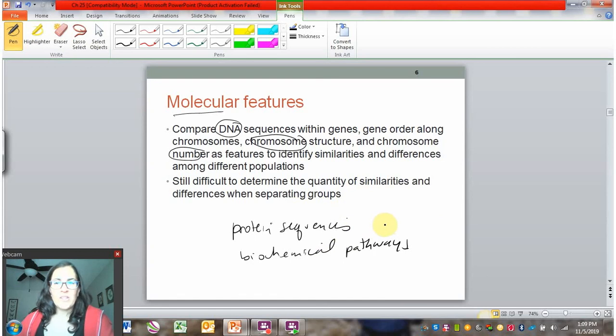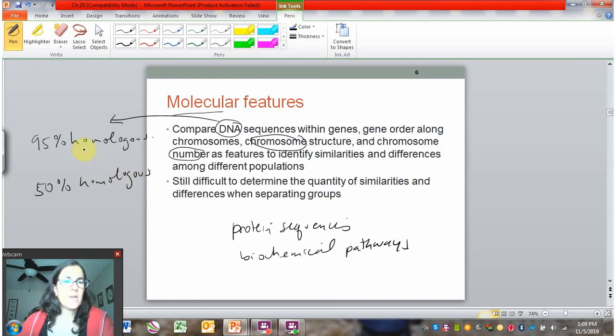So one of the advantages to using especially DNA sequence is that you can actually make a number. So for DNA, we can say 95% homologous. That would mean that the DNA was 95% the same. Or you can say 50% homologous. And so this comes back to the idea that the more different they are, the farther apart they are in evolution. And so that might suggest that they're a different species. However, it is difficult to set a bar. So one of the hard things about this one is we don't have a hard and fast rule, like it has to be 75% different in order to be considered a different species.